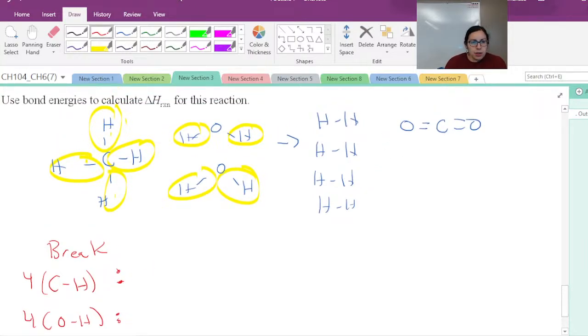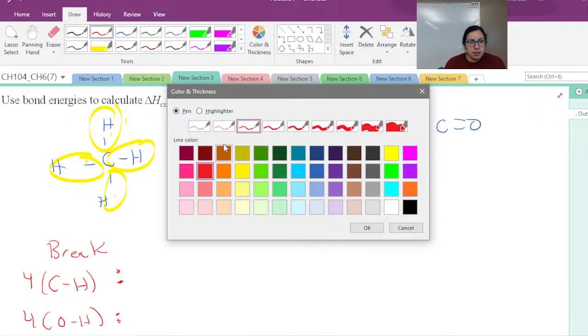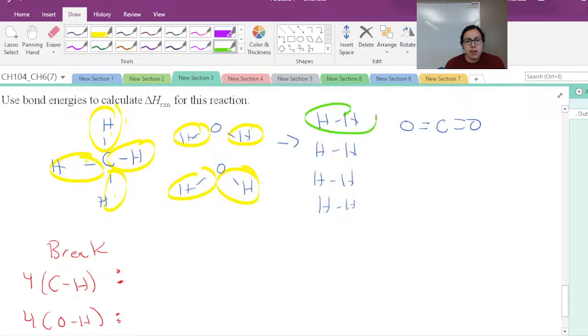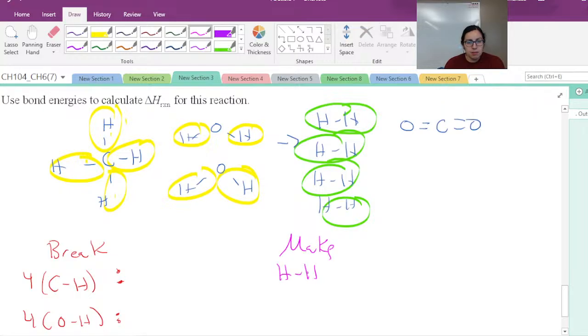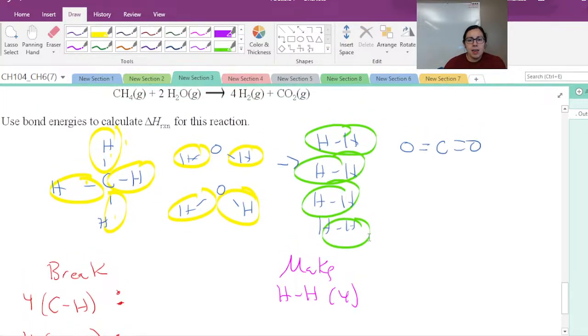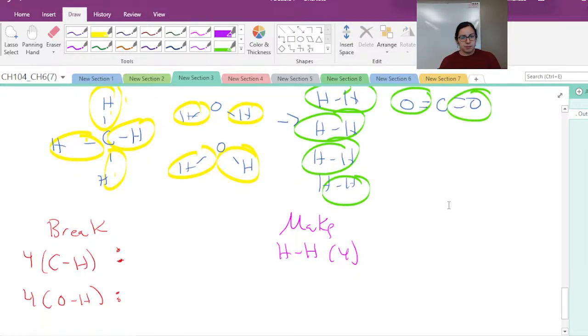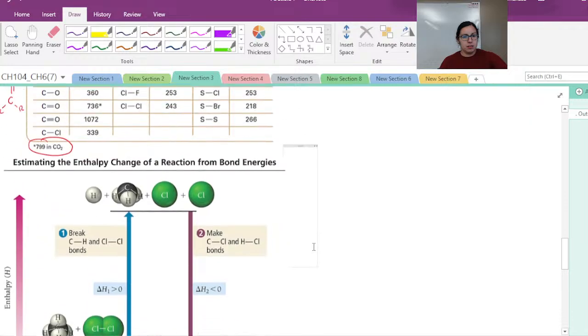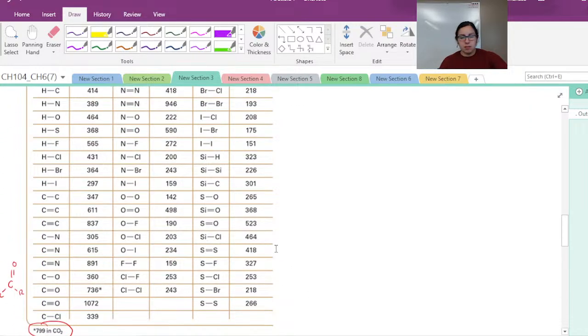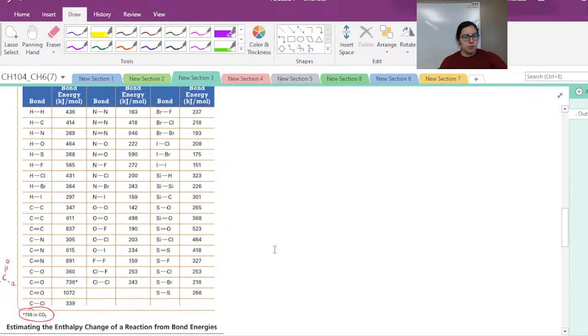And then look at what we have to make. So before I let you try to look at these values, we're making 4 HH bonds. And right there, single. And then we also need to make 2 CO bonds. Now see if you can get those values from the chart.